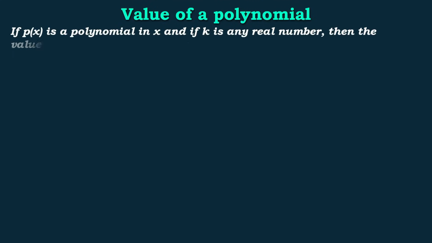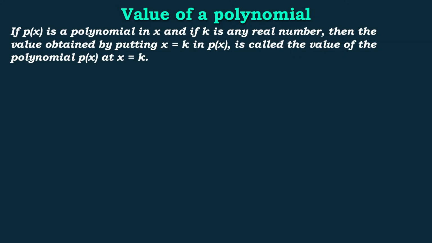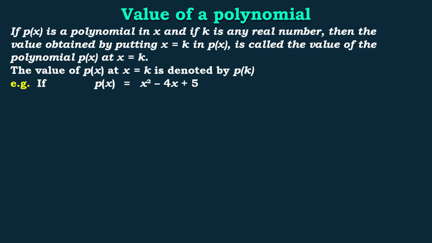Now let us understand the value of a polynomial. If p of x is a polynomial in x, and k is any real number, then the value obtained by putting x equal to k in p of x is called the value of the polynomial at x equal to k. We denote it as p of k. Let us take an example.